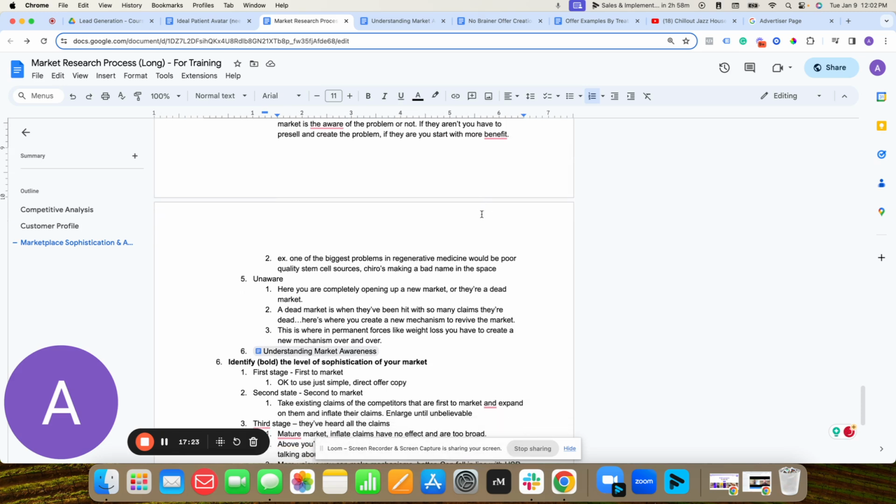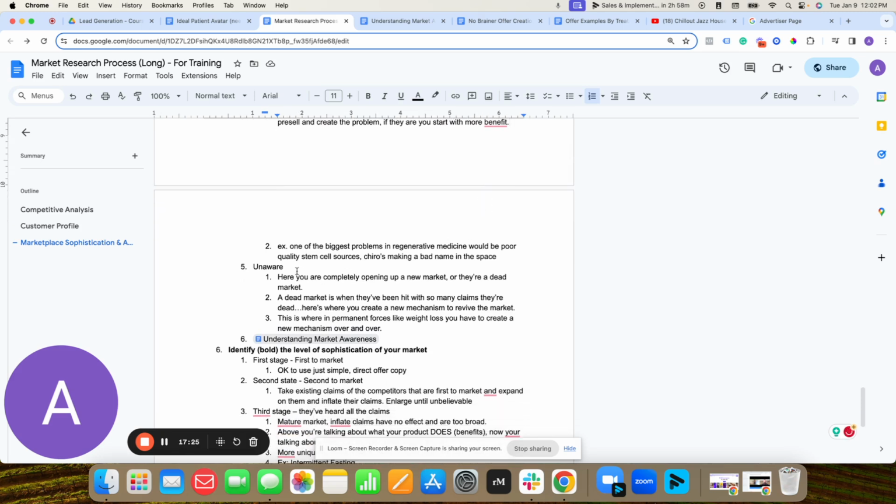And then you have unaware. Here you're completely opening up a new market, or they're a totally dead market. So a totally dead market would be like the Chiro offer that people have run for a long time. It is the exam, consultation, x-ray for like $100 or something. That offer just is so beaten. You've got to do something different here.